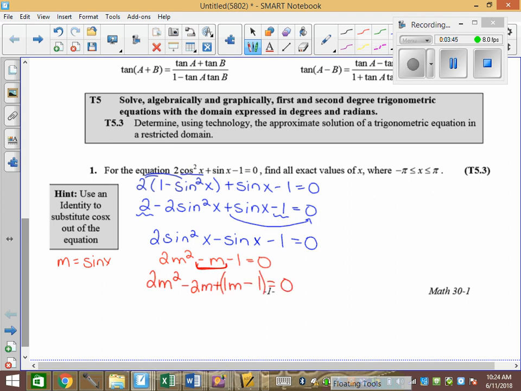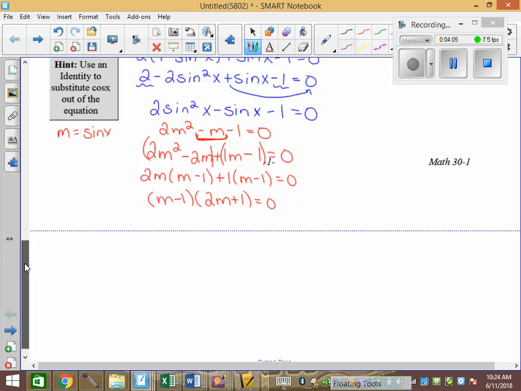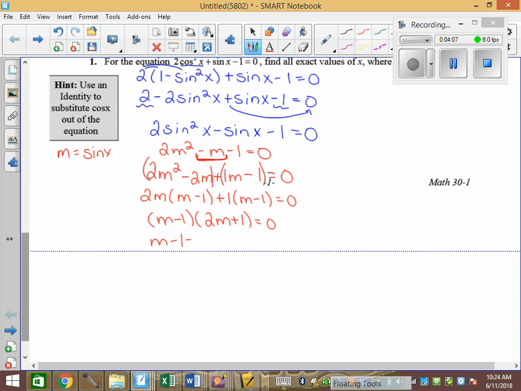So you can get 4 terms in group. Take out a 2m, and you're left with m minus 1. Then this is actually that, so I just take out a plus 1, and I'm left with m minus 1. Take a GCF of m minus 1 out, and then I'm left with 2m plus 1. Solve them out, and I'm left with m minus 1 equals 0, 2m plus 1 equals 0, m equals 1, 2m equals negative 1, m equals negative a half, and then people would stop here.